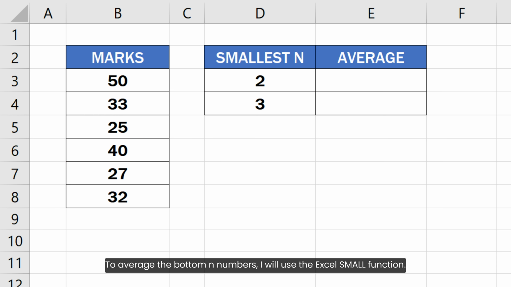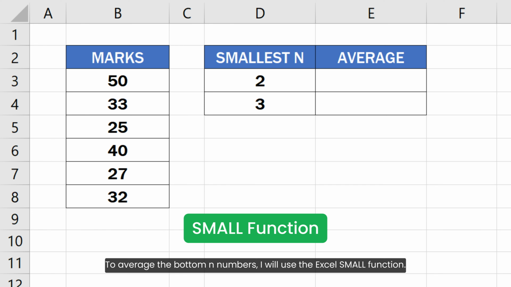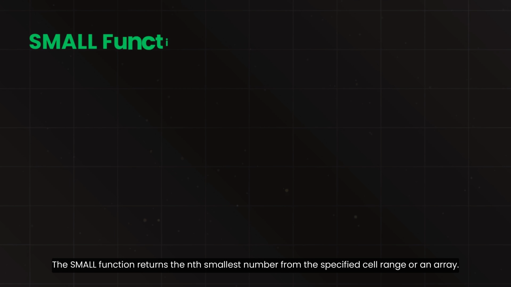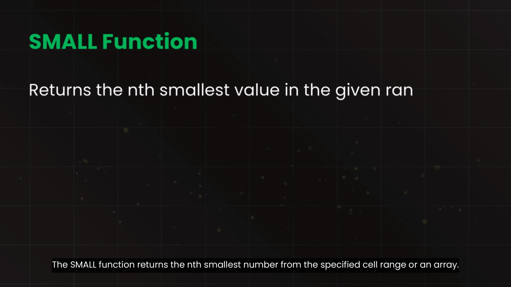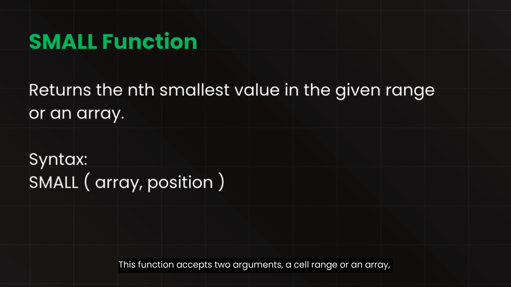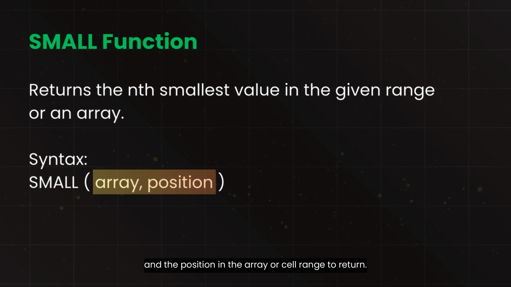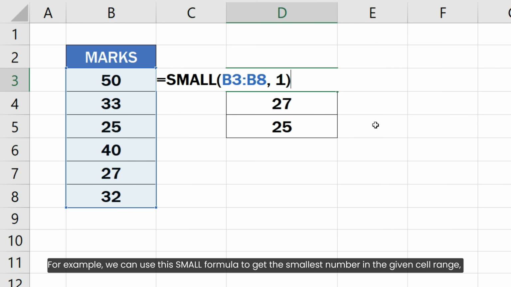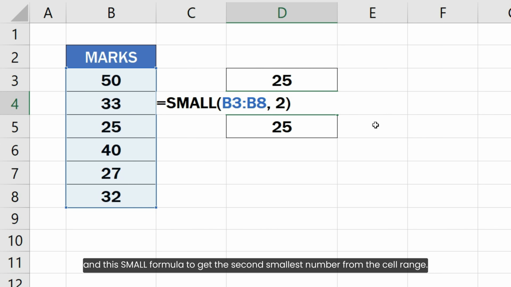To average the bottom n numbers, I will use the Excel SMALL function. The SMALL function returns the nth smallest number from the specified cell range or an array. This function accepts two arguments, a cell range or an array, and the position in the array or cell range to return. For example, we can use the SMALL formula to get the smallest number in the given cell range and the SMALL formula to get the second smallest number from the cell range.